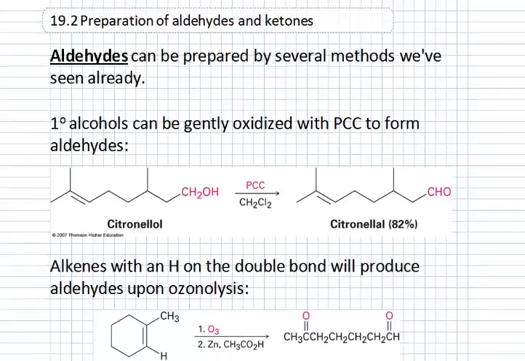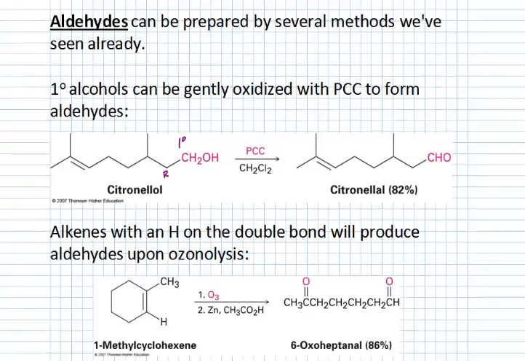Let's prepare some aldehydes and ketones. We've done almost all of these already, so we can go through this pretty quickly. For aldehydes, we can oxidize a primary alcohol, right? This is primary because this C only has one R group attached to it. Pyridinium chlorochromate, that gentle oxidizing agent, will only oxidize it up to the aldehyde. More harsh oxidizing agents will oxidize it all the way up to the carboxylic acid. Gentle oxidation of a primary alcohol makes an aldehyde.